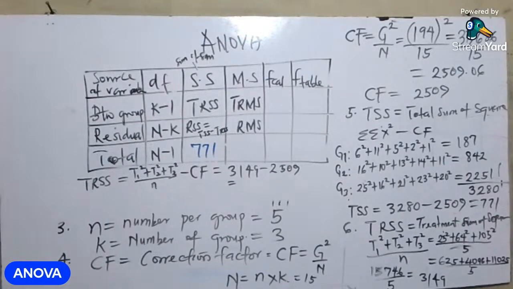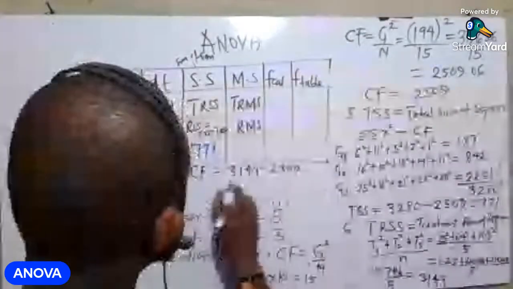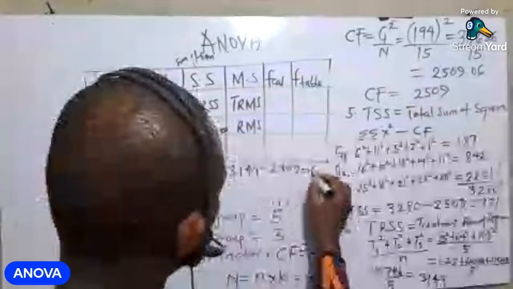So that is 3,149 minus 2,009. So that will give me 604. That will give me 604.